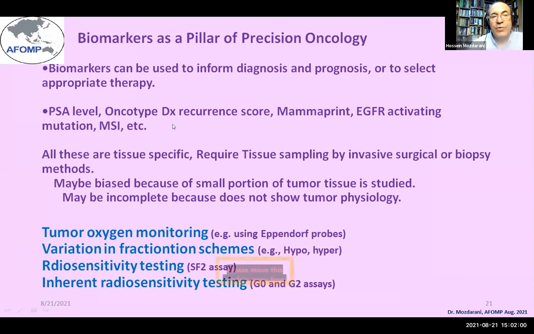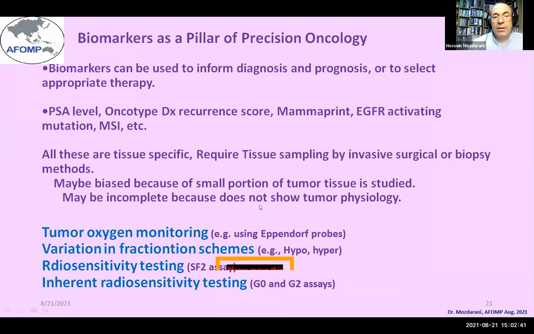At present, for example, we use PSA level for prostate cancer. We use Oncotype DX recurrence score or MammaPrint for breast cancer. EGFR activating mutation, MSI, etc. All these biomarkers are used currently, but all these are tissue specific, require tissue sampling by invasive surgical methods, may be biased because a small portion of tumor tissue is studied, and may be incomplete because they do not show tumor physiology.